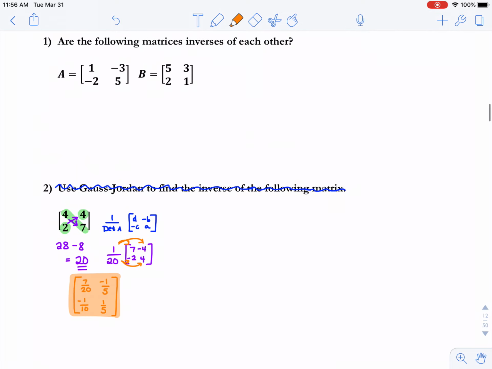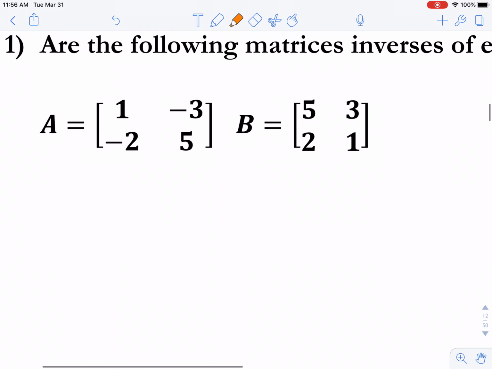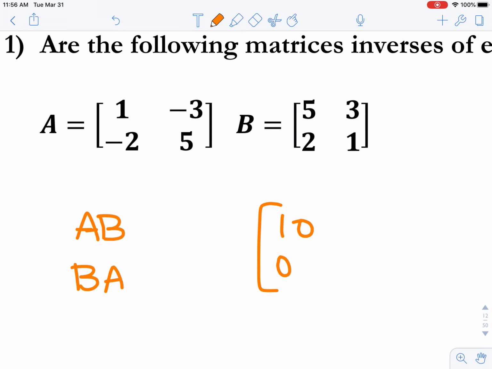Reminder that if I give you two, this is part of your homework, I'm not going to do the problem, but reminder, if I give you 2 matrices, in order to check if they're inverses, you're just going to do matrix multiplication, which you learned at the end of Unit 10. So you're going to do A times B. You do have to go both ways. So then you're also going to do B times A. And what we're looking for is the identity matrix, which looks like this.